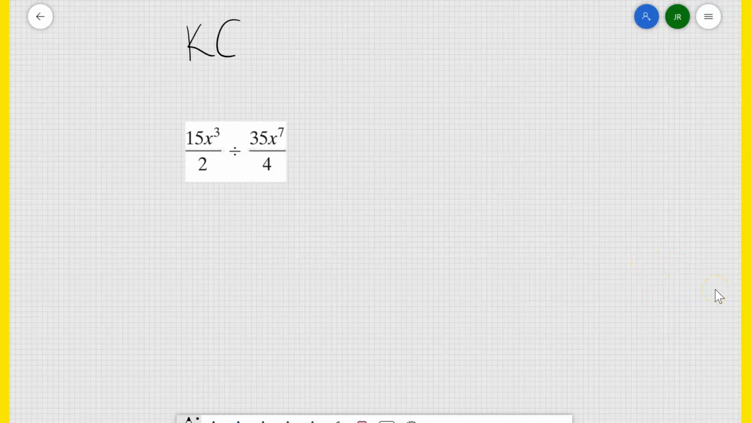Again, some of you call it KCF, keep, change, flip. That means you keep the first fraction.